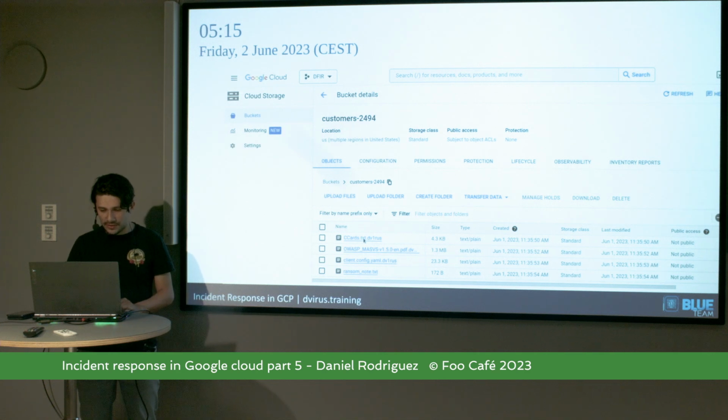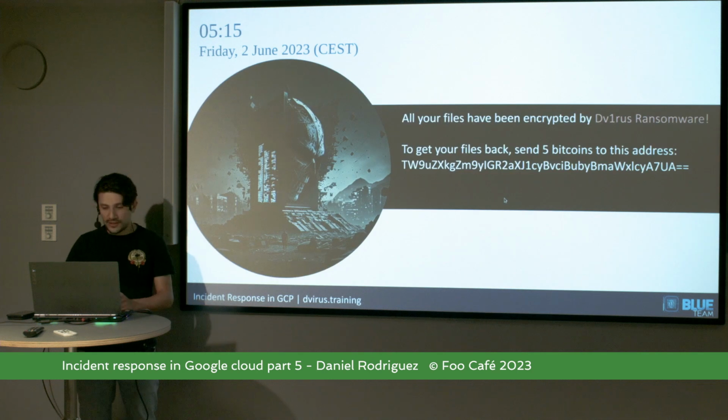Okay, what else? The file with the note contains this text: all your files have been encrypted by the virus ransomware. To get your files back, send 5 bitcoins to this address, and we have an address here. So this is the ransom note. It was discovered this morning at 5:15 a.m.